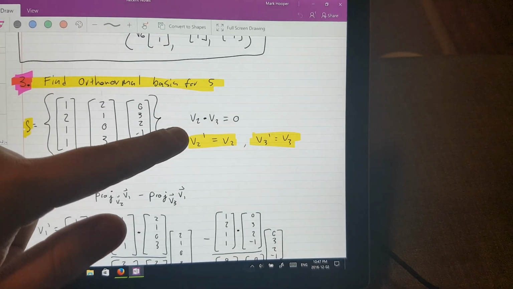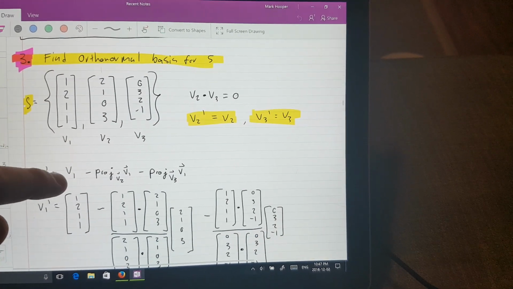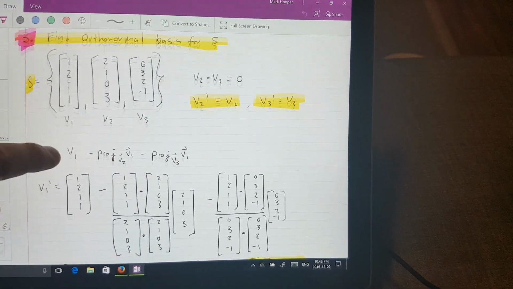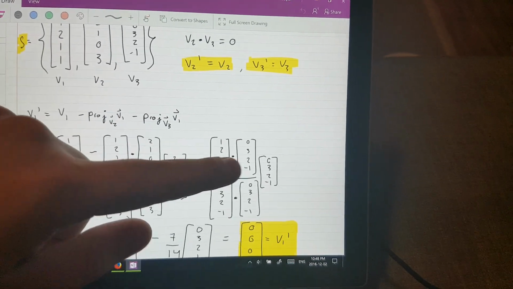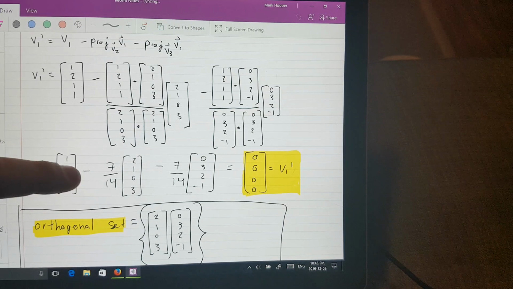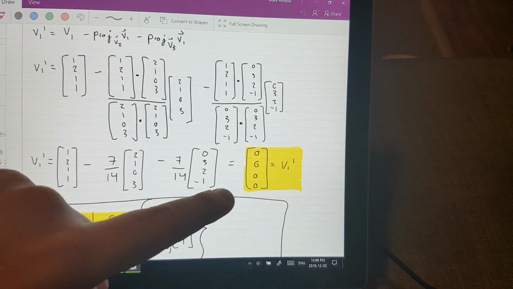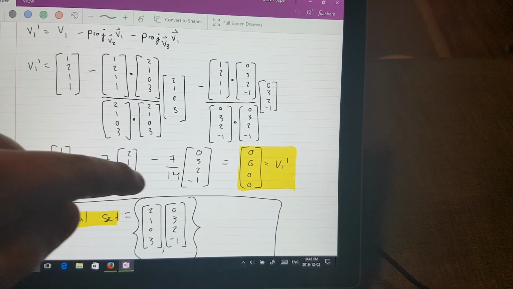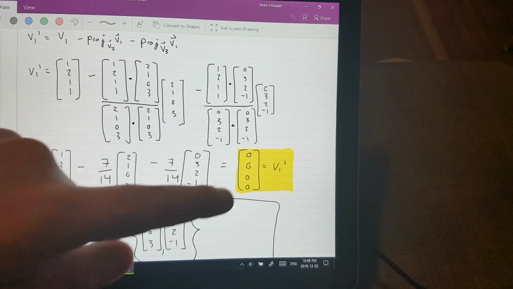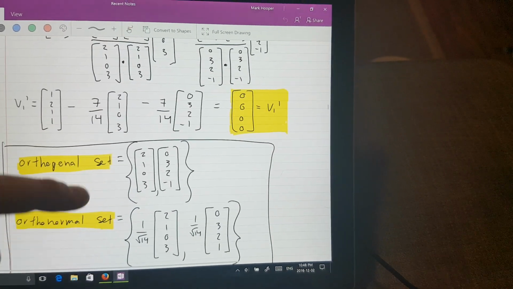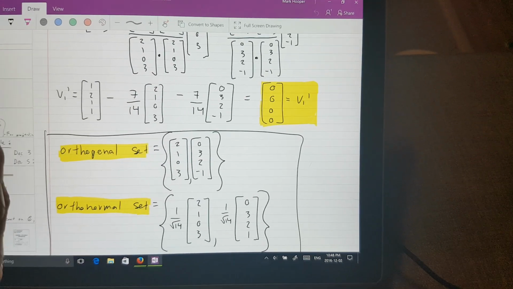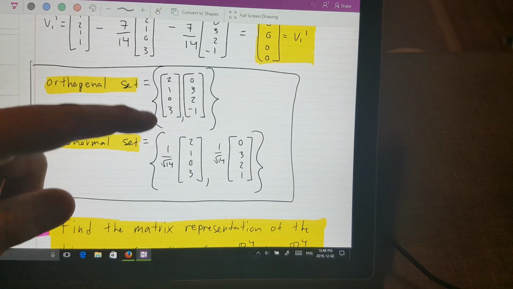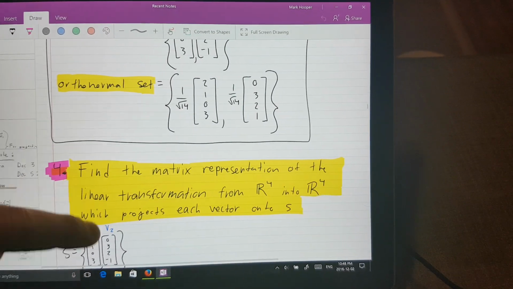I noticed that v2 and v3, when I dotted them together, were 0. So v2 equals v2 prime, and v3 equals v3 prime. So all we've got to do is get v1 going. So v1 minus the projection onto him, and then minus the projection onto him. That's going to give us this, which also gives us... Oh, wait. Yeah, when you add these all up, you get the 0 vector. So he's not included in the orthogonal set in this case. I mean, I guess he's technically in there because I think all the sets have to include the 0 vector. I could be wrong on that, but that's what you do in this case. And then the orthonormal set, again, you just divide by the magnitude of each vector and you're good.